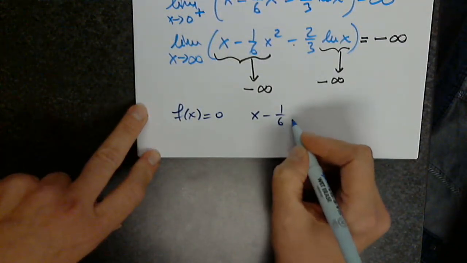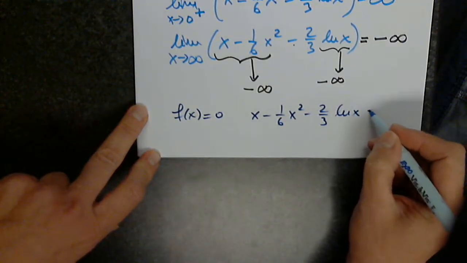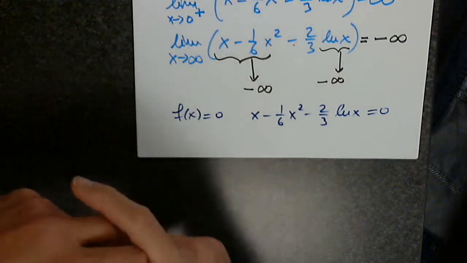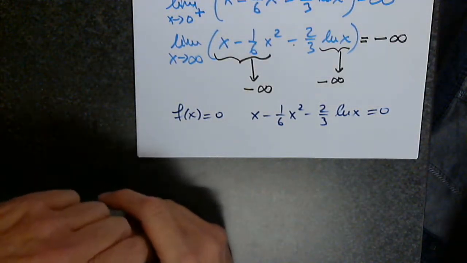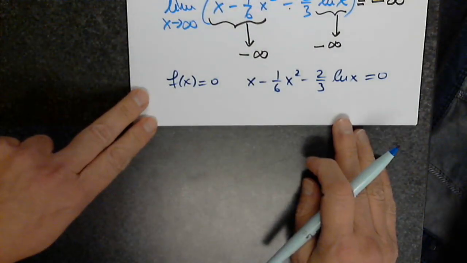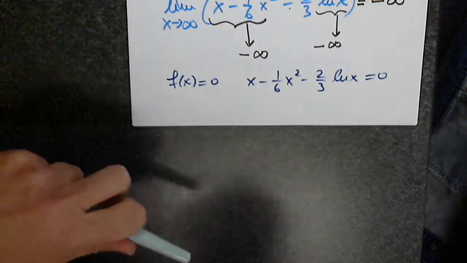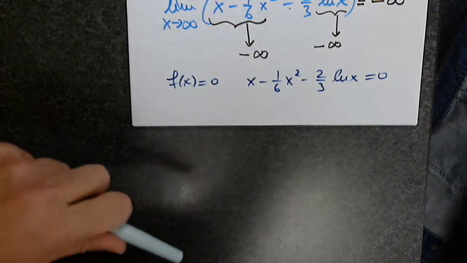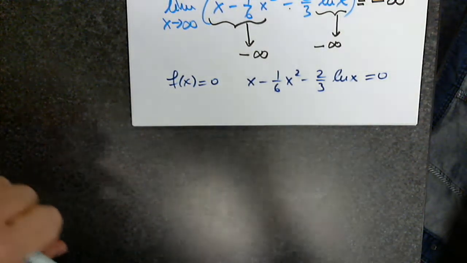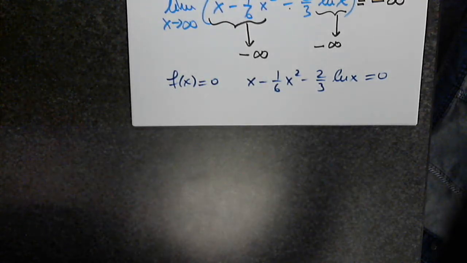So now I need to find, first of all, f of 0 does not exist. But I need to find f of x equals 0, which is x minus 1/6 x squared minus 2/3 natural log x equals 0. And this is what I could never figure out. I used my calculator, I graphed it, and it crosses right there. So let's plug that number in. And then I realized what I could have done.